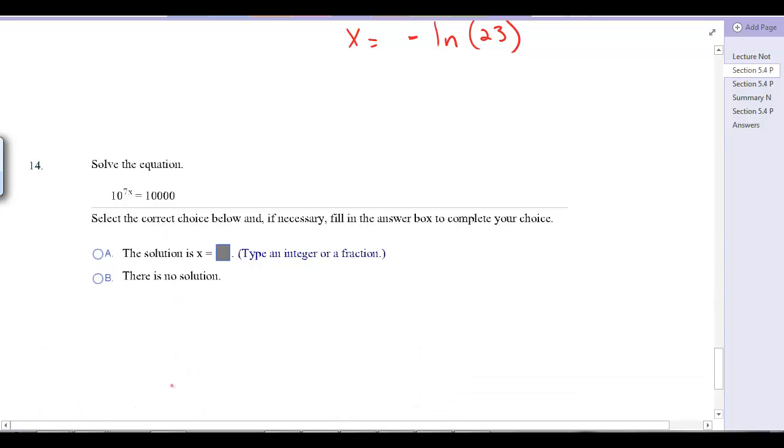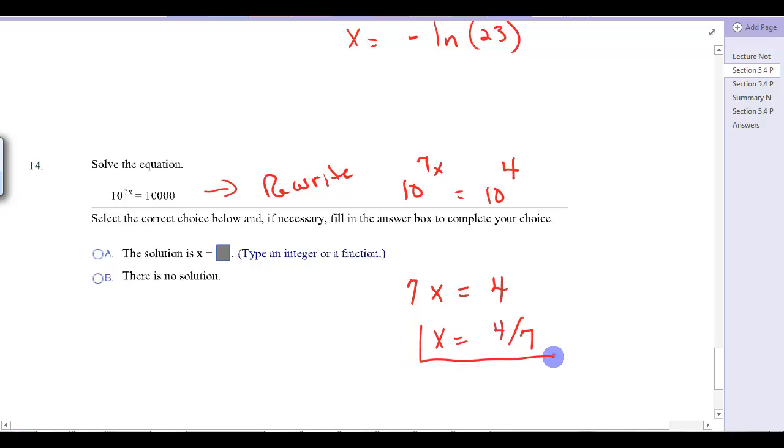All right, we can rewrite this equation with the same base, and that's the easiest way to do this. 10 and 10,000. Well, 10,000 is 10 to the fourth, so we could rewrite that as 10 to the 7x equals 10 to the fourth. All right, if those two things are equal and their bases are the same, it stands to reason that the exponents must be equal. So we can rewrite that again as 7x has to be equal to 4 and solve that. x equals 4 divided by 7. And so that's going to be choice A. All right.